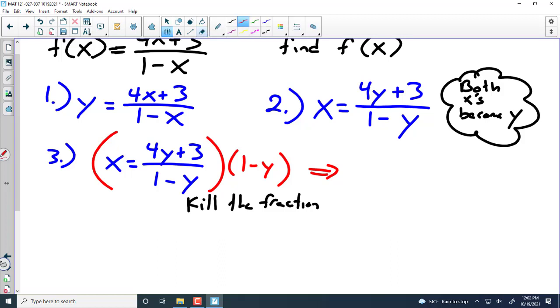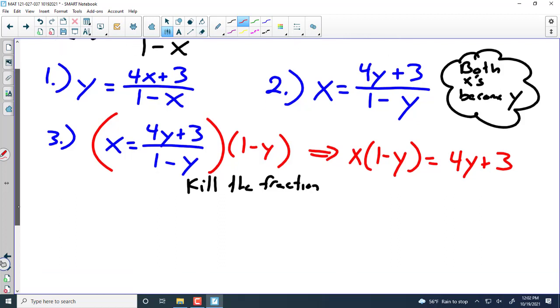Okay, 1 minus y. So now it is x times 1 minus y equals 4y plus 3. Checking my notes, making sure that I've got that all fixed. x times 1 minus y, 4y plus 3. Okay, we're good. Thank you very much. Thank you for pointing out before I got to the end.